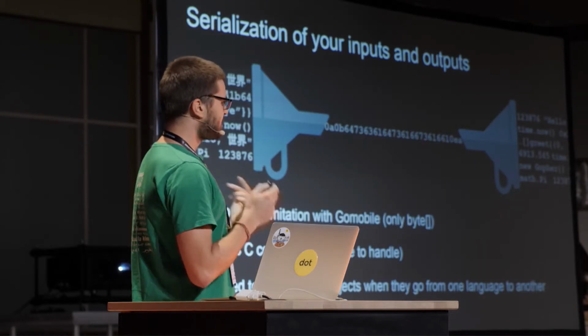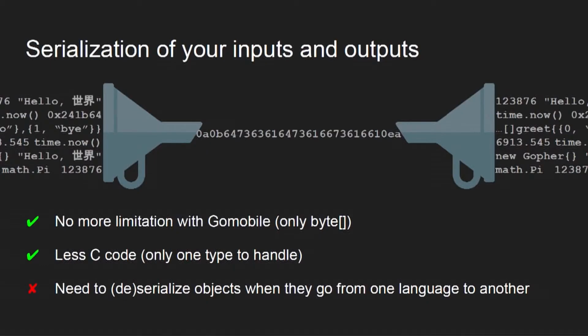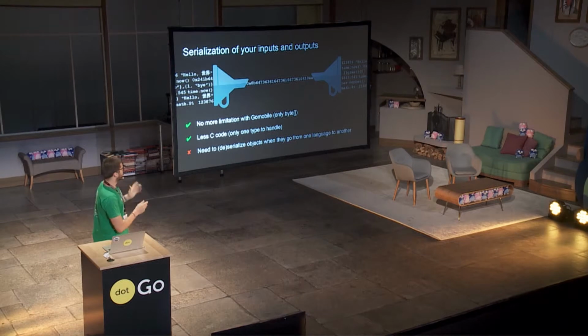So there's one thing, though. From Go to Python, every time you will add a new method signature, it's going to be hard because you will have to write all the memory management for your new data types. One solution to this is to use serialization. This means that you will handle only strings in and out of your API. So this means that you won't have any limitation with gomobile anymore. And you will have to write much less C code.